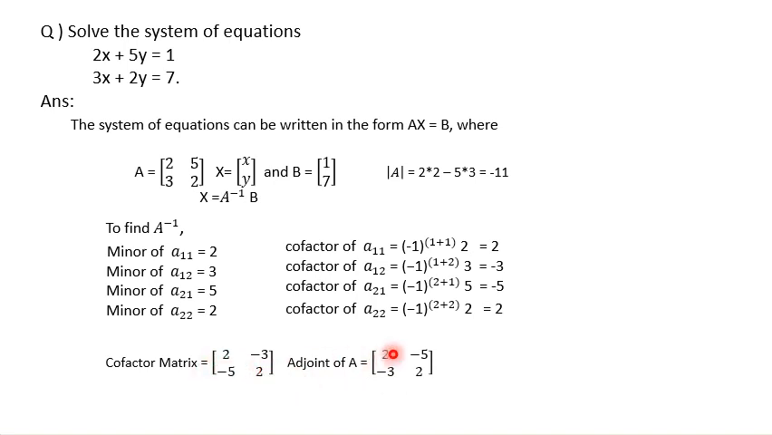Minus 5, 2 as a column, minus 5, 2. So automatically, first column becomes first row, second column becomes second row. So this is the adjoint of A.